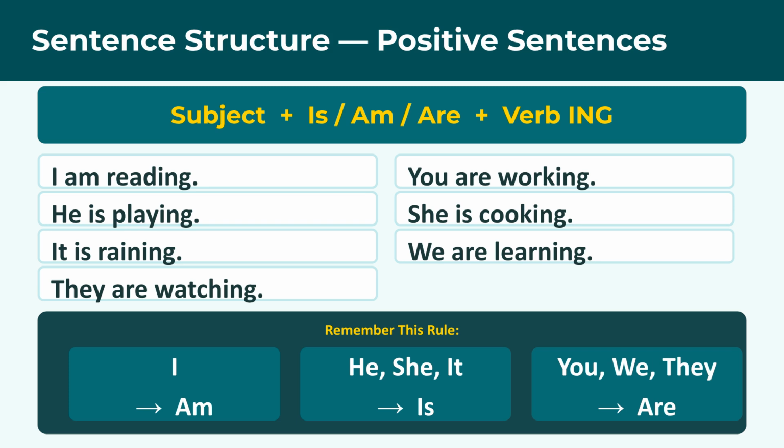Now let's learn the sentence structure. It is very simple. Positive sentences. Subject plus is, am, or are, plus verb-ing. I am reading. You are working. He is playing. She is cooking. It is raining. We are learning. They are watching. Remember this rule. I: am. He, she, it: is. You, we, they: are.